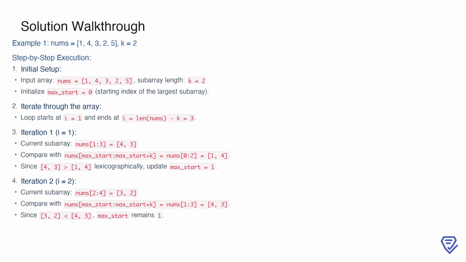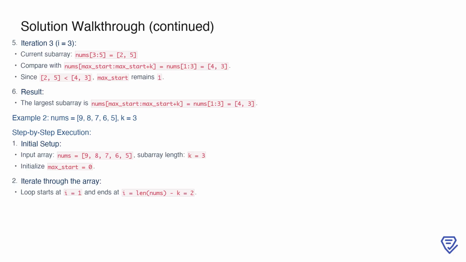In the first iteration, where i equals 1, the current subarray is 4, 3. Comparing this with the subarray starting at max_start, which is 1, 4, we see that 4, 3 is larger, so we update max_start to 1. In the next iteration, where i equals 2, the current subarray is 3, 2. This is smaller than 4, 3, so max_start remains unchanged at 1.